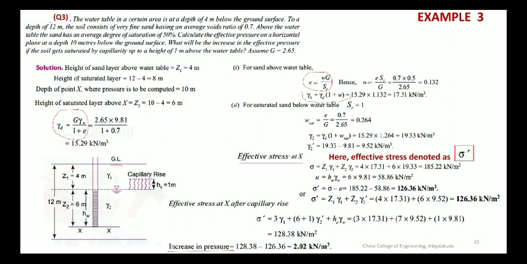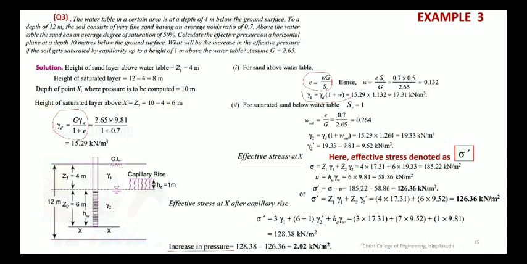So we have to find the effective stress at X after capillary rise. You can observe the previous case again: effective stress at X if there is no capillary rise. Sigma bar is equal to sigma minus U, which is equal to 126.36 kilonewton per meter square.